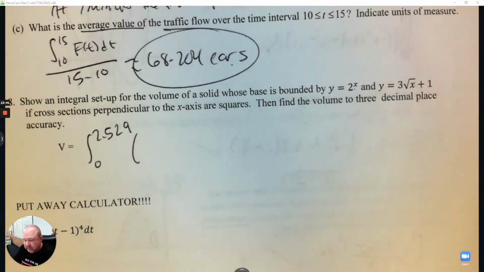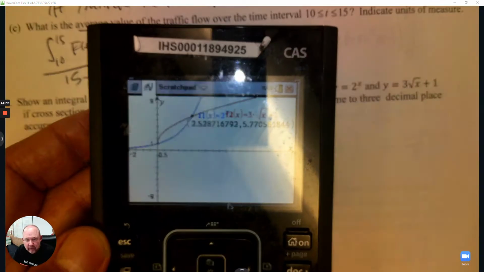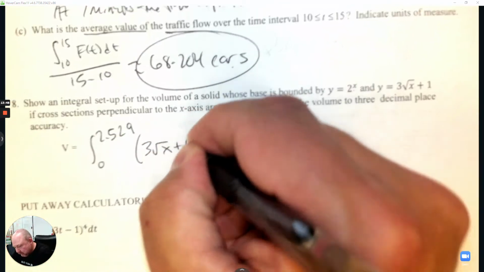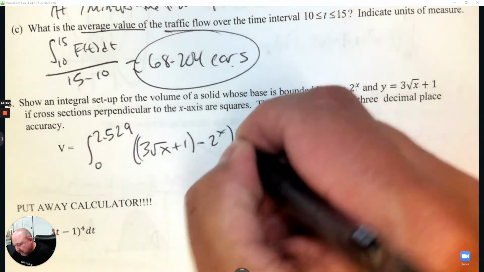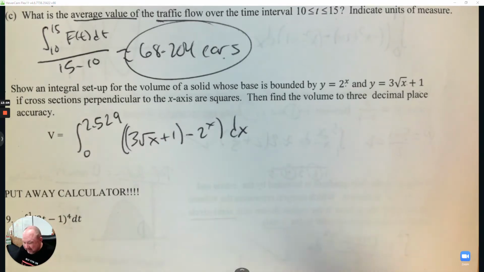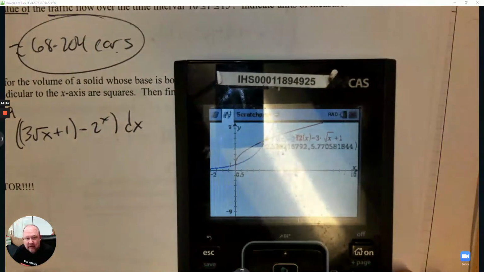And I need to go top, subtract bottom. So we know the square root is on top. That's the red one. So 3 root x plus 1, subtract 2 to the x dx. So there's the setup, top, subtract bottom. And then now I actually have to type it in.